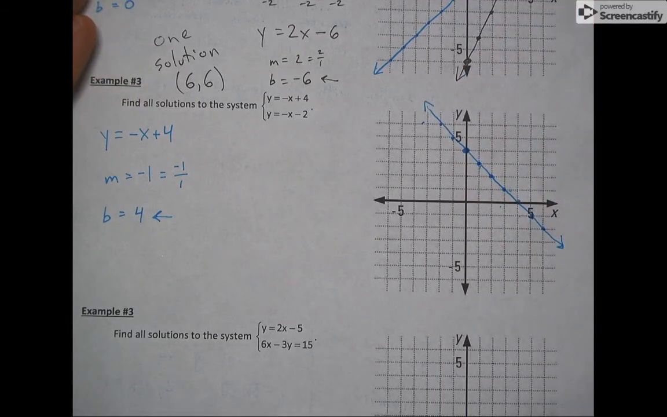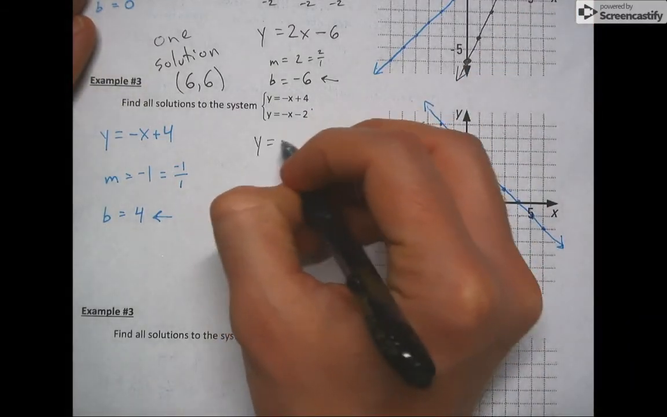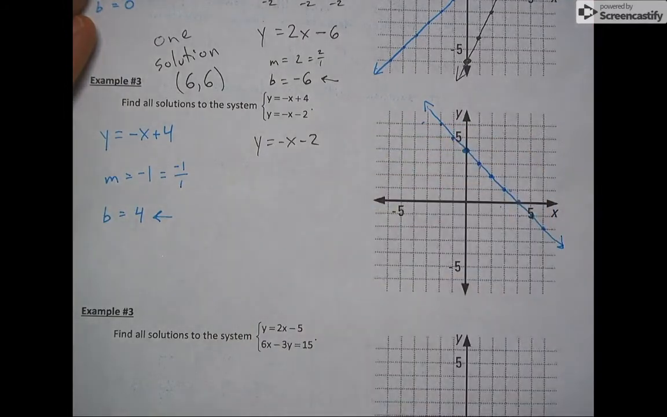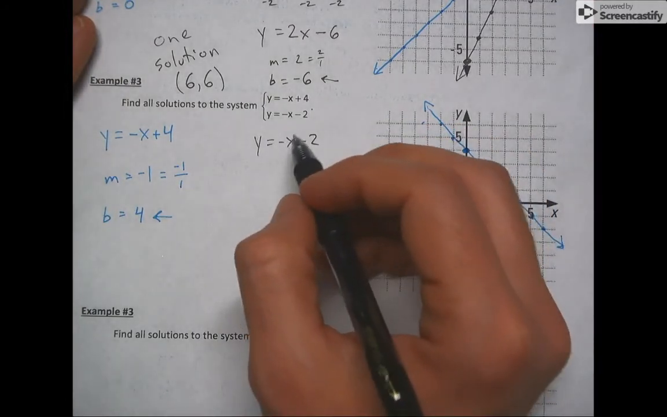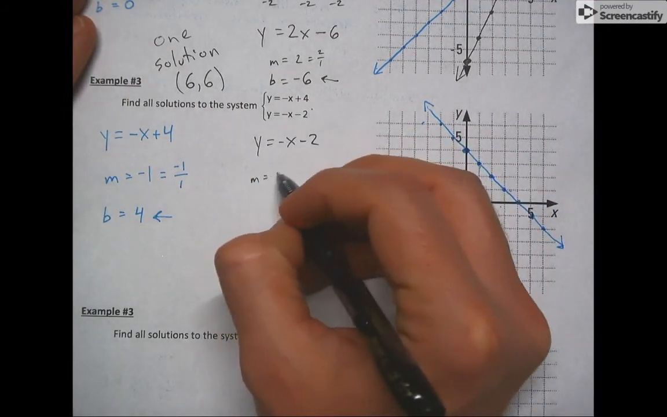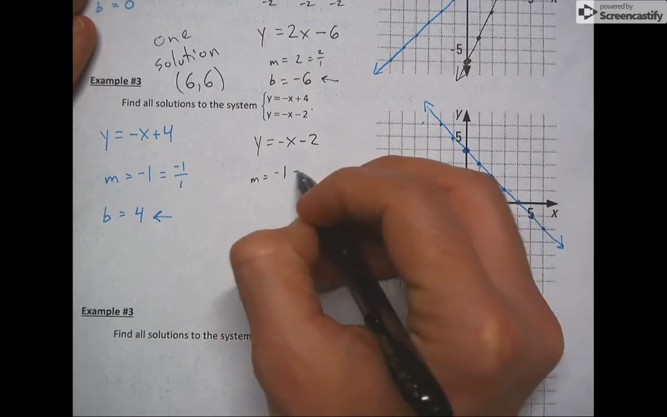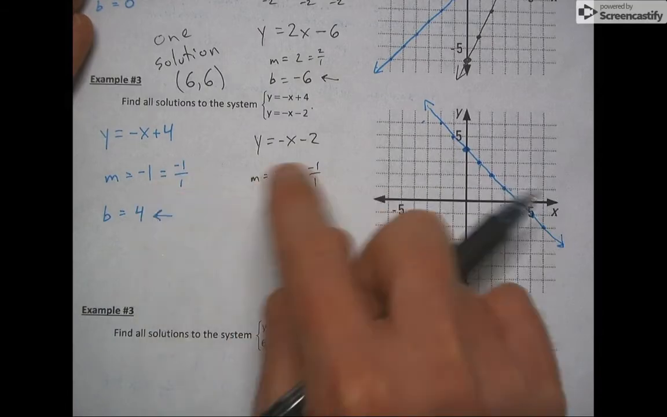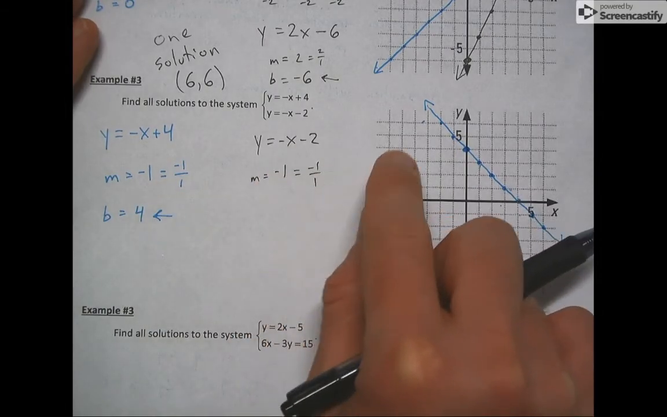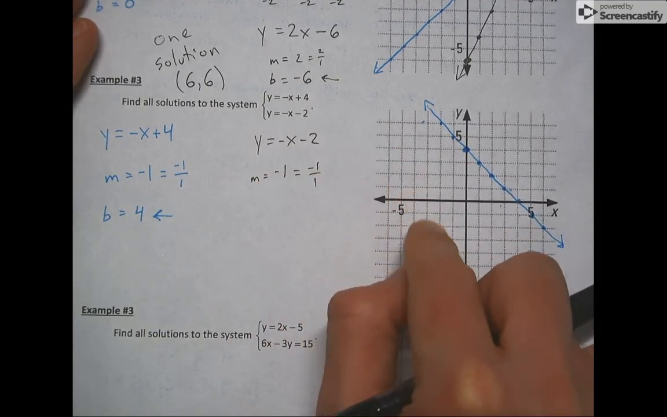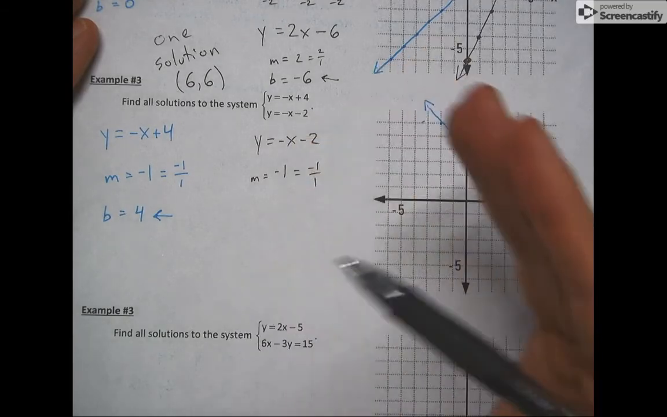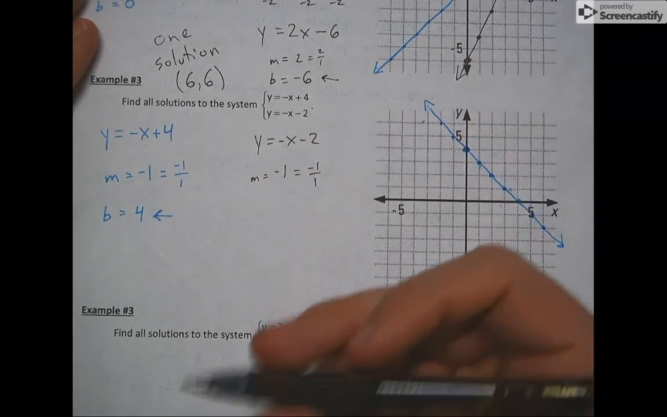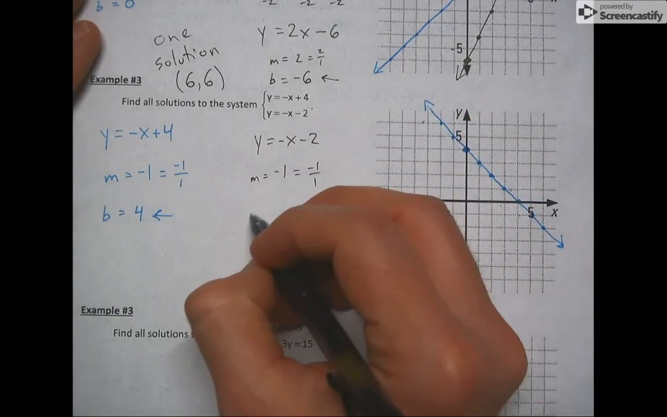And let's see what happens with the other one. So y equals negative x minus 2. What do you notice right away? The slope is also negative 1, which means when the slope is the same, it's going to move across the graph in the same way. It's going to go down 1 over 1, down 1 over 1, down 1 over 1. And so if they're both going down at the same rate, that tells you something. Okay, we'll take a look at it in a second.